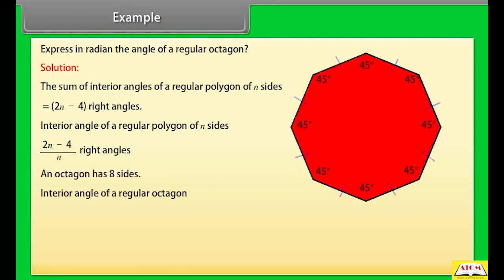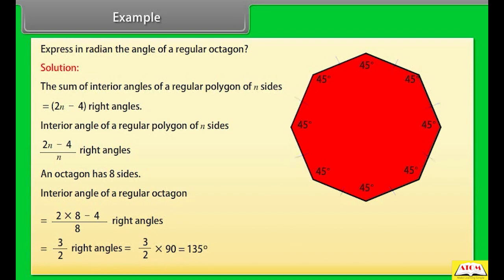Interior angle of a regular octagon is equal to (2 into 8-4) upon 8 right angles, which is 3/2 right angles, equal to 3/2 into 90, which is 135 degree. 180 degree is equal to pi radian. 135 degree is equal to pi by 180 into 135 radian, which is 3 pi by 4 radian.